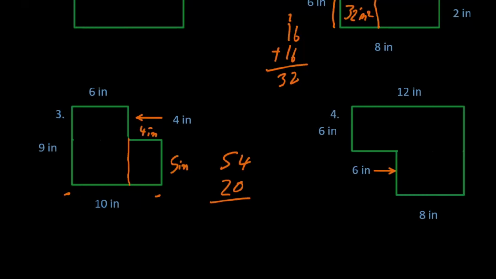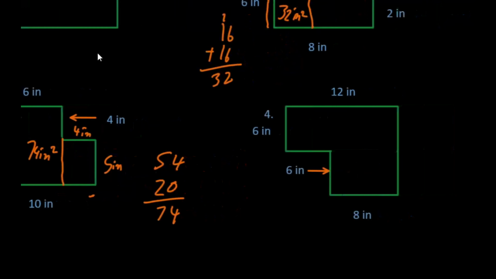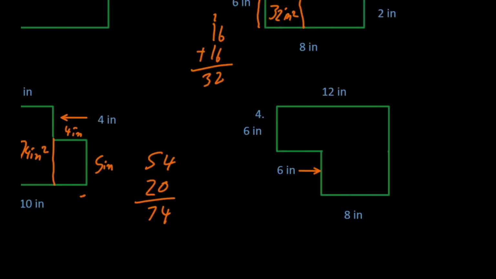Okay? Now we have to add these. 4 plus 0 is 4. 5 plus 2 is 7. So the whole area is 74 inches squared. Don't forget squared. Okay, now let's do the fourth one.